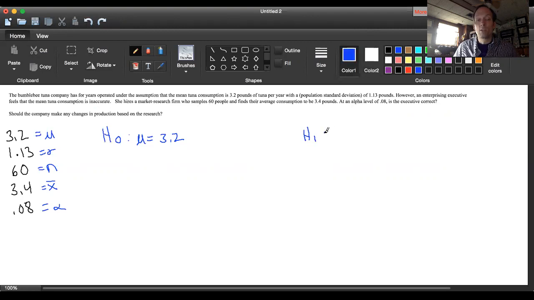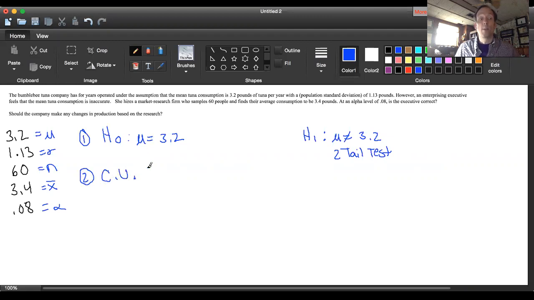So I'm going to say my alternative hypothesis is going to read mu is not equal to 3.2. And I'll write in that I have a two-tailed test. Okay, so that was step one. We're going to start to think about step two, our critical values.